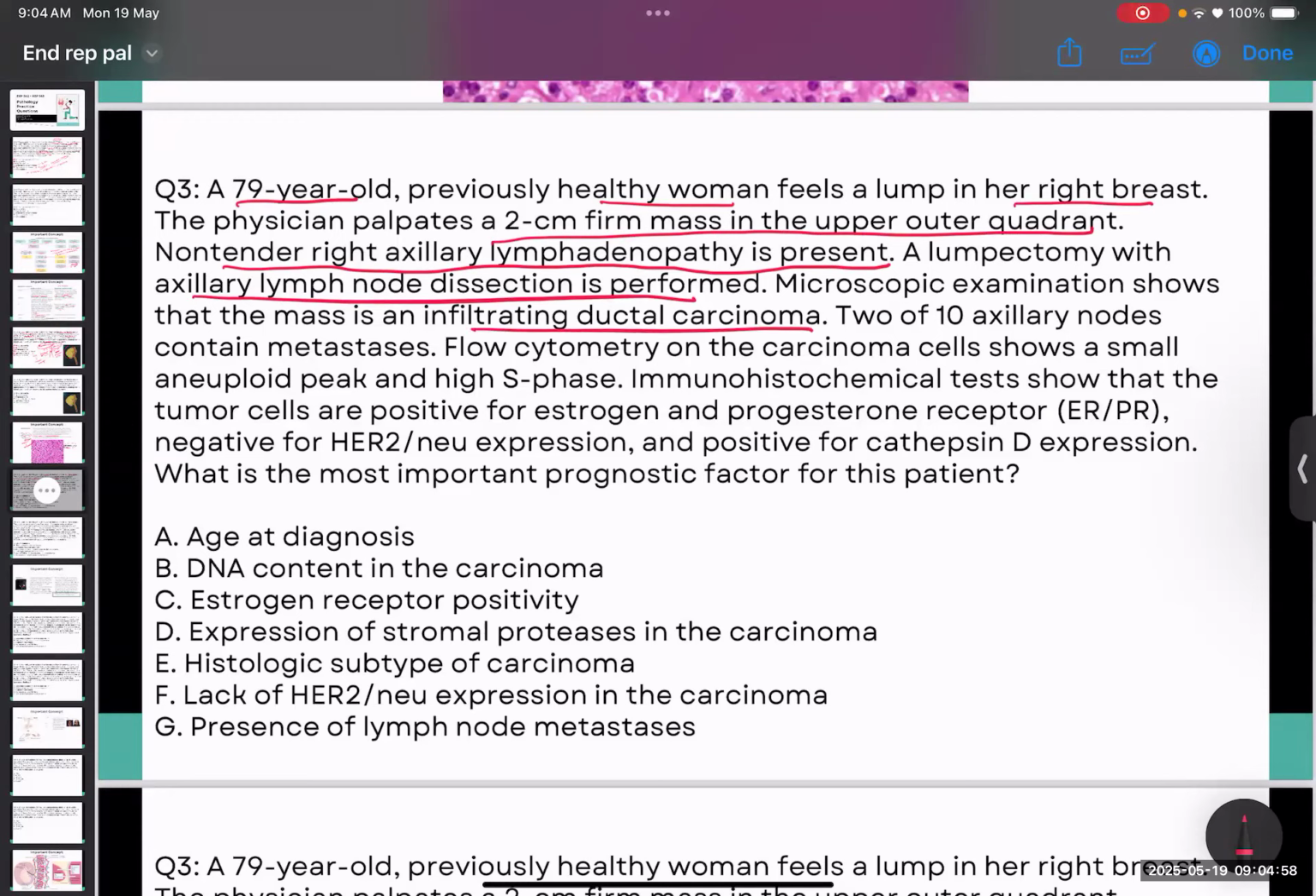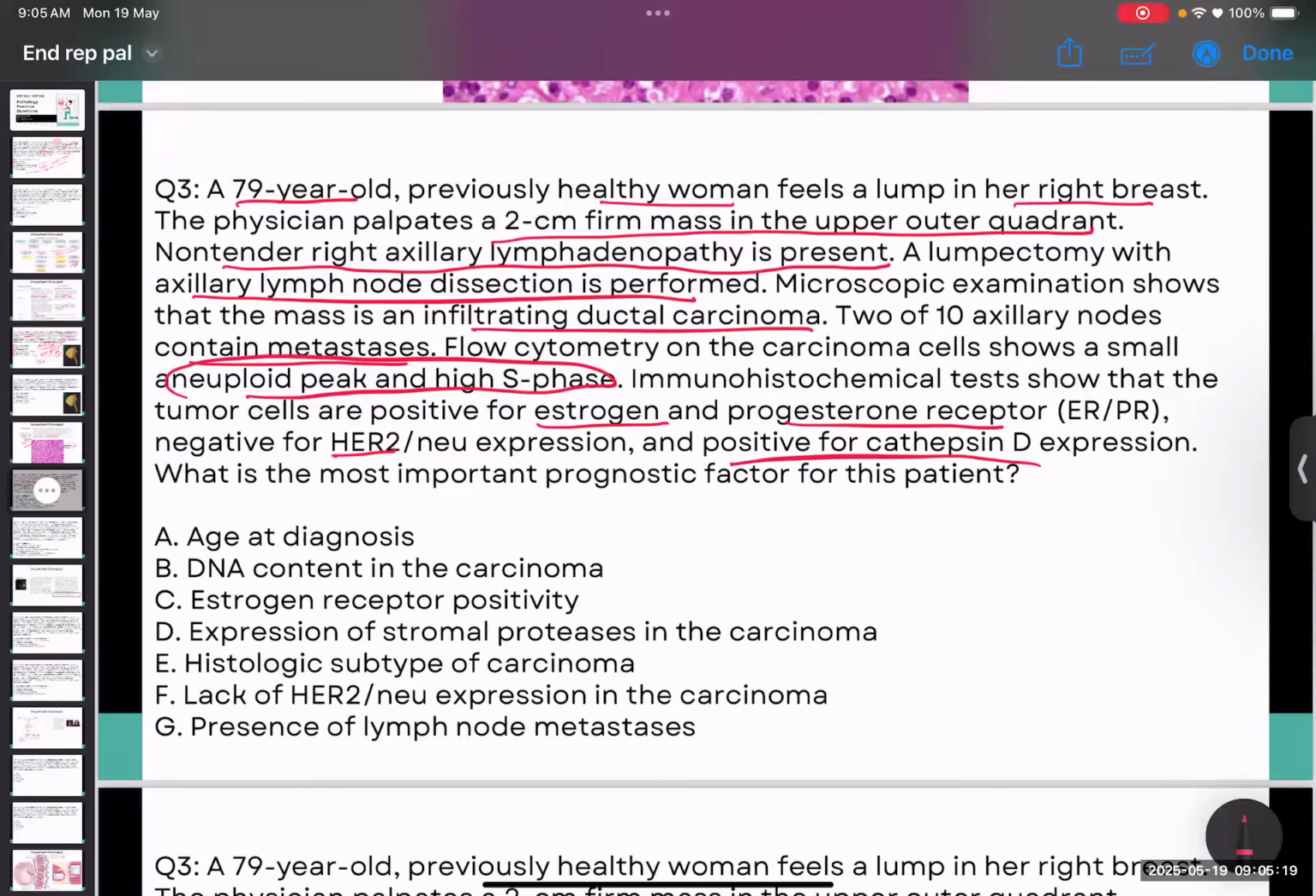Microscopic exam shows an infiltrating ductal carcinoma. 2 of 10 axillary lymph nodes contain metastases. Flow cytometry on carcinoma cells shows an aneuploid peak with a high S phase. Immunohistochemical tests show that the tumor cells are positive for estrogen and progesterone receptor, negative for HER2, and positive for cathepsin D expression. What is the most important prognostic factor for this patient?